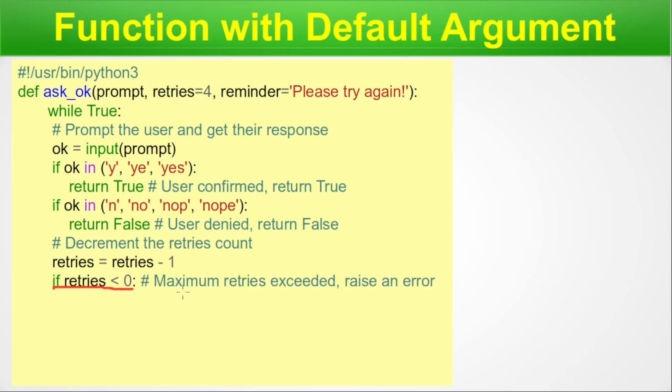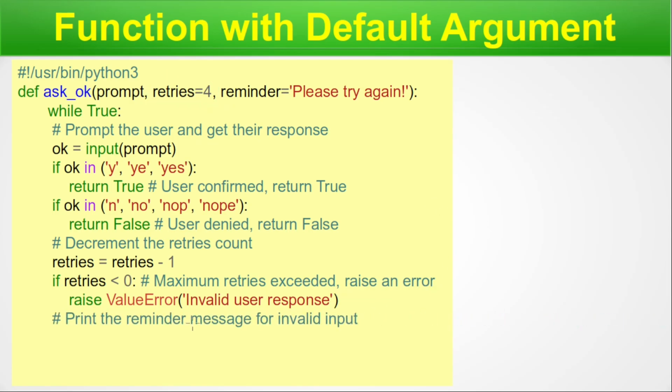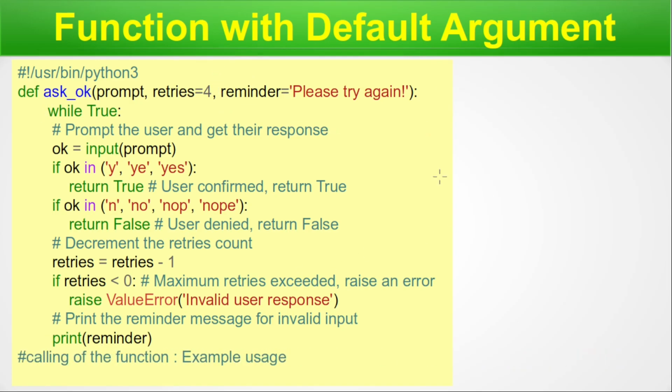If retries is less than 0, the maximum retries have been exceeded, raise an error. So here it will raise another keyword in Python, ValueError, invalid user response. So that means the function has retried multiple times to take the user input, but the user is not giving a valid input. Next, print the reminder message for the invalid input. Here we print reminder. So reminder is here. You can see, please try again. So you can see the calling of the function.